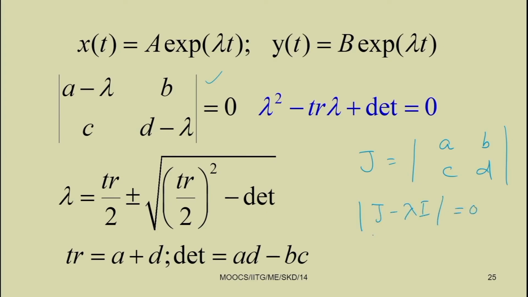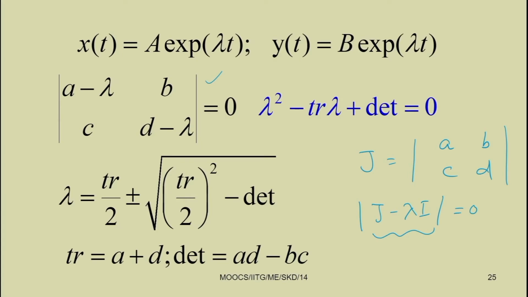So, this determinant of J minus lambda I can be written in this form, that is A minus lambda, B, C, D minus lambda equal to 0. If you take the determinant, it can be written as lambda square minus trace times lambda plus determinant equal to 0, where lambda is the eigenvalue of the system. As you have two equations, you can get two eigenvalues.